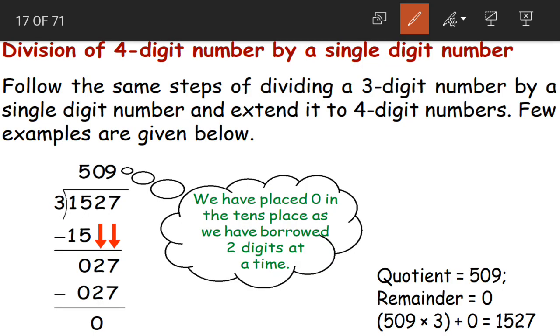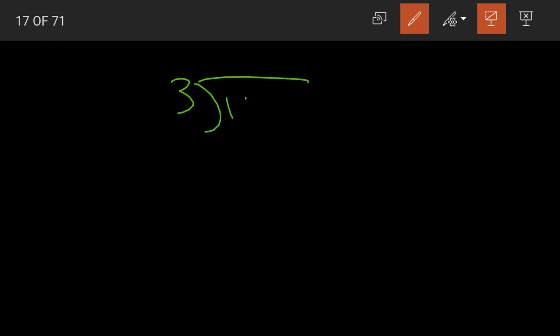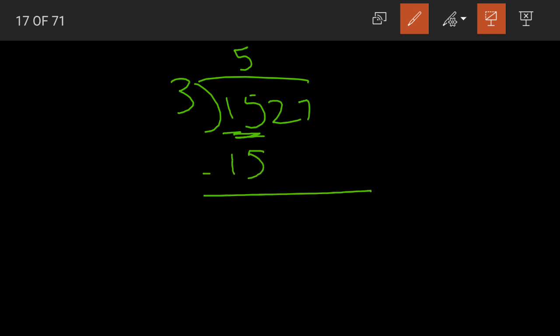1527 divided by 3. Am I right? Yes. 1527. Now if we take only the first digit, it is 1, which is less than 3, so we cannot divide. So we are going with the 2 digits here. Now does 15 come in the 3 table? Yes. We have 3 fives are 15. Yes children, when we subtract, 0 will be the remainder.